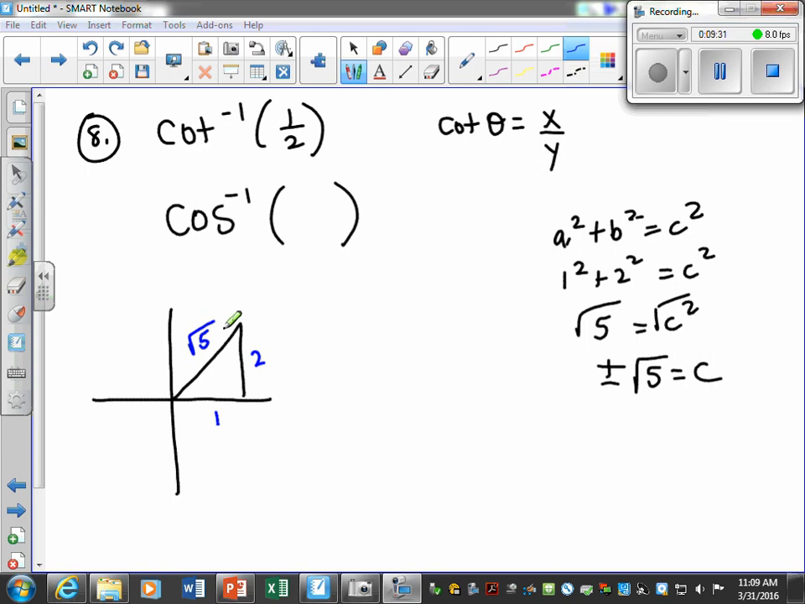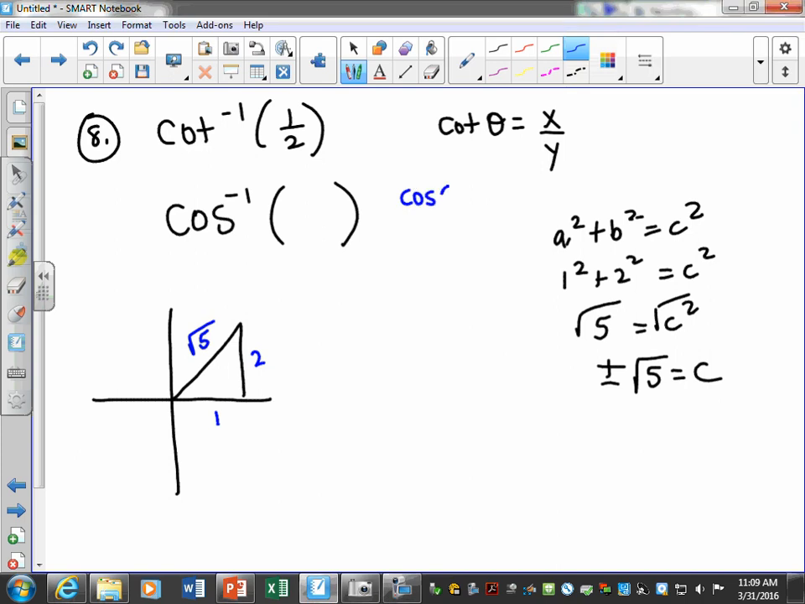Now I need to rewrite that. What is our cosine? Because now I've got to translate this into a cosine value. So the cosine, let's just remind ourselves over here to the side, cosine of theta is going to be your x divided by your radius. So what is our x value? 1. And what is our radius? Square root of 5. Okay, this is what we're going to plug into the calculator.